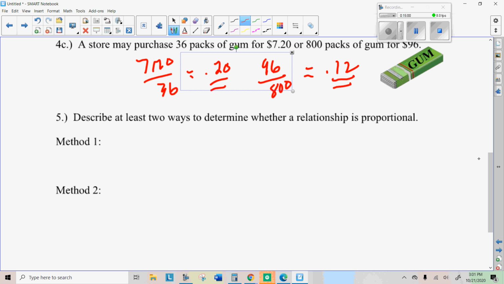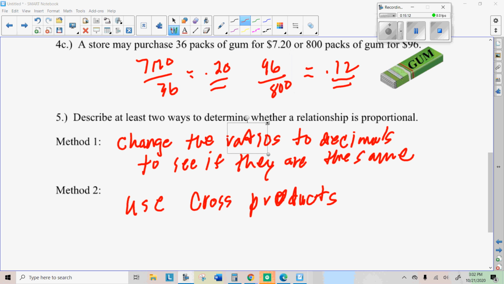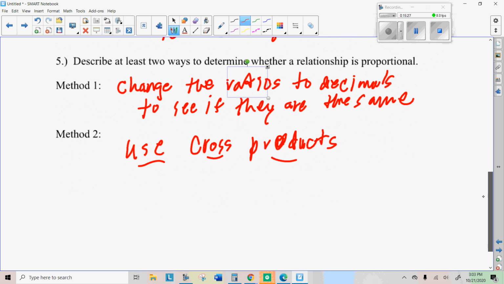Describe two ways to determine whether a relationship is proportional. Now remember, there were many ways, so go ahead and see if you could come up with two ways, and I'm going to write down what I think are the easiest way. All right, so here's the two ways I like the best. Change all the ratios to decimals, see if you get the same decimals, or use cross products. Just multiply the numbers kitty corner from each other and see if you get the same numbers.